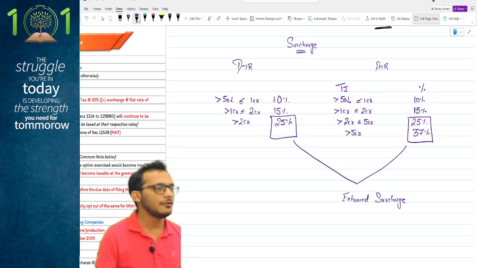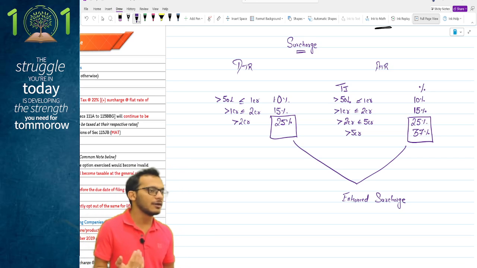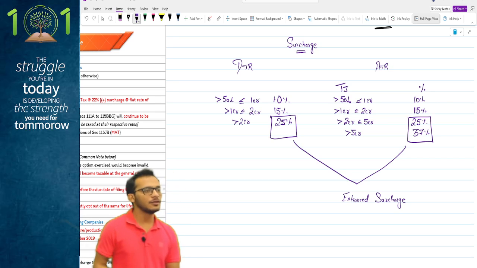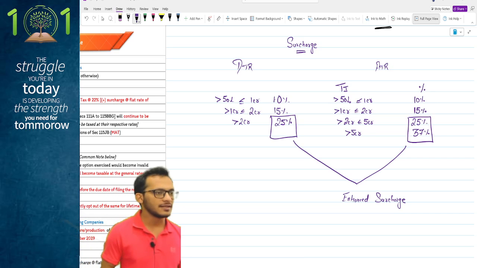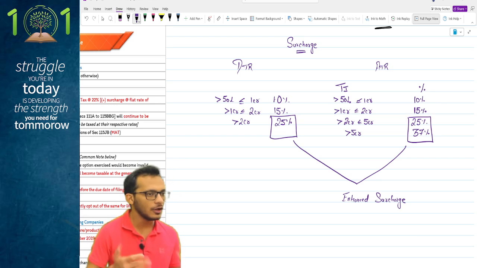The final budget came in. After the final budget, they realized, oh no, we have made a big mistake, because now recession has started. The market has crashed. Suddenly, what happened in 2019? In October, they passed an ordinance, saying, you know what, if I don't correct my mistake right now, income tax will fall and India will fall.